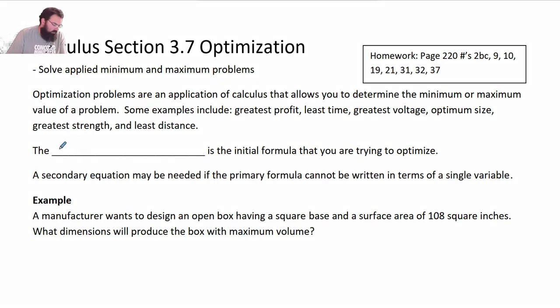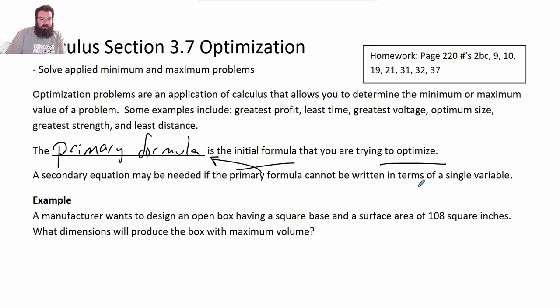So the primary formula is an initial formula that you're trying to optimize. A secondary equation might be needed if this formula here is not in a single variable. So for instance, if I have V is equal to LWH, that's the formula for a rectangular prism, right? If L and W are the same, like now it's a square prism, the base is a square, then I can have L squared H. But if H is not the same size as L, then I need to find another equation to use, and we probably would go to surface area or something, right?